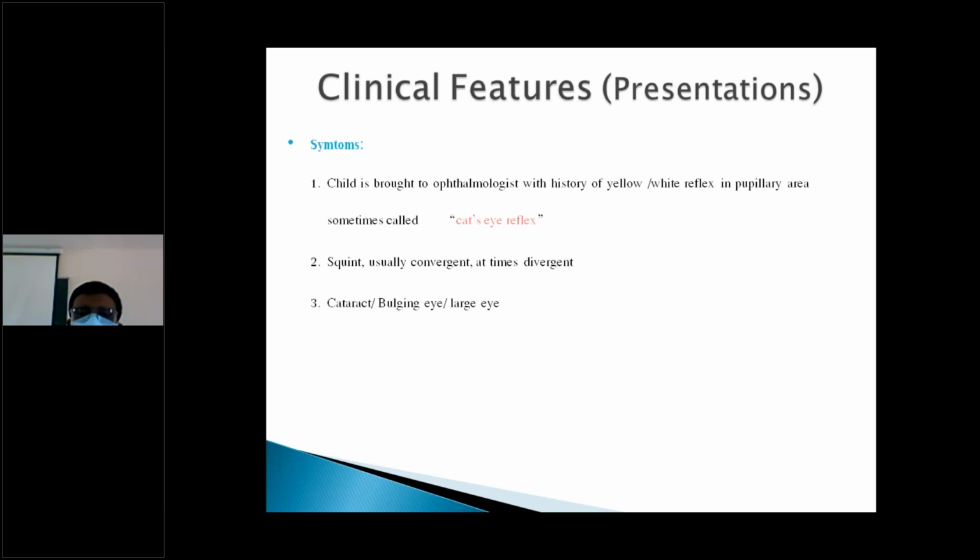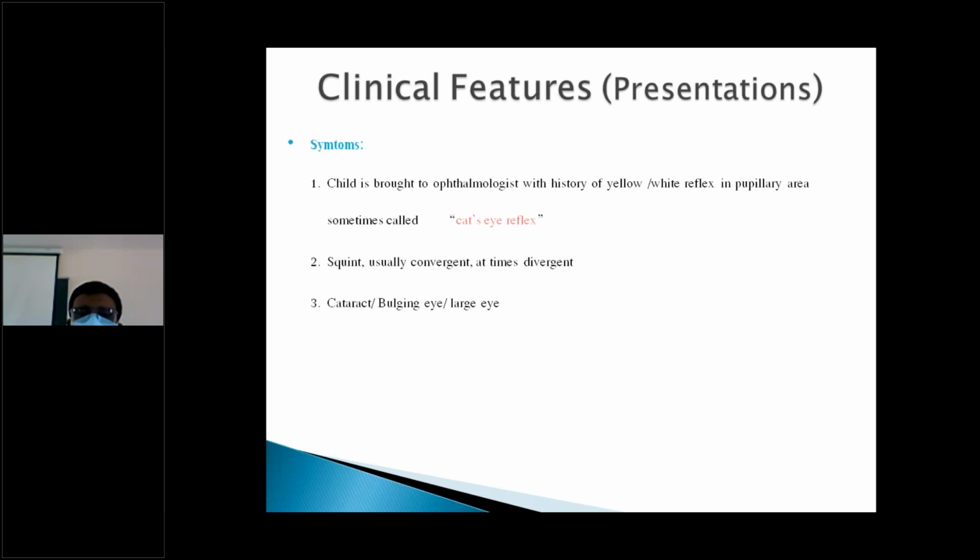Clinical features: the most common clinical feature is leukocoria. Leukocoria means a whitish reflex in the pupillary area. That is the most common presentation of retinoblastoma. It can also present as a squint, most commonly a convergent squint, or nystagmus. Sometimes it can present as hypopyon and hyphema, resembling uveitis. It mimics uveitis, masquerading as uveitis. That is also one of the presentations.